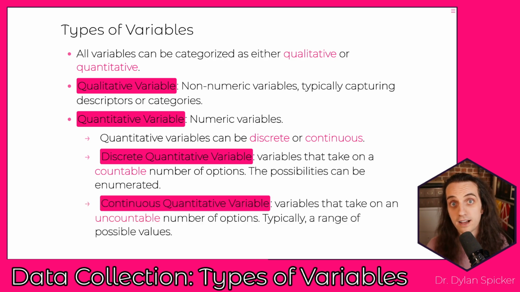On the other hand, we have continuous quantitative variables. And a continuous quantitative variable is a variable that has an uncountable number of options. And so typically we're going to be thinking about a range of possible values. So for instance, any value between 0 and 1, right? There's no way that we could start to list out all of these possibilities, right? We could list out some of them. We could have 0, 0.01, 0.001, 0.0001, right?